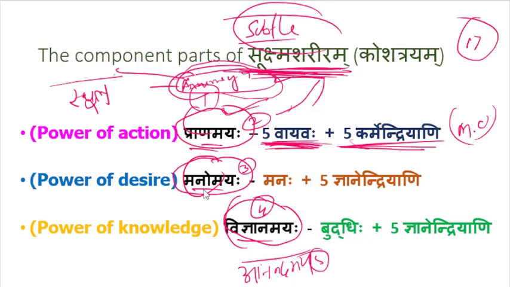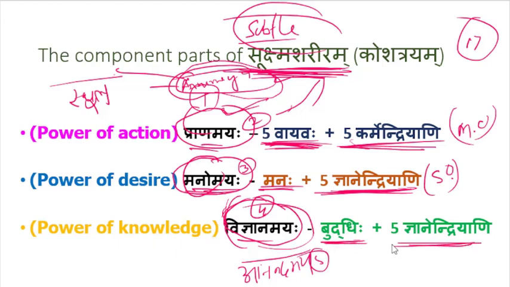The second one under Sukshma Shariram is Manamaya Kosha. Manamaya Kosha is made of mind, obviously, plus the 5 Gyanendriyas, the 5 senses, the sensory organs. And the last one under Sukshma Shariram is Vijnanamaya. It is all about the Buddhi, intellect, as well as the 5 Gyanendriyas.